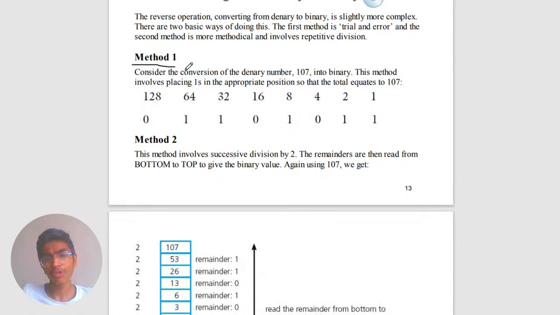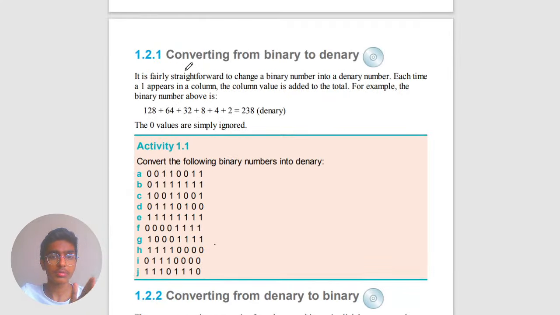I find that method too, sometimes you can make mistakes. But method one is sort of more reliable, according to me. But again, you can see for yourself and decide which method works for you. So there are two methods to convert from denary to binary.